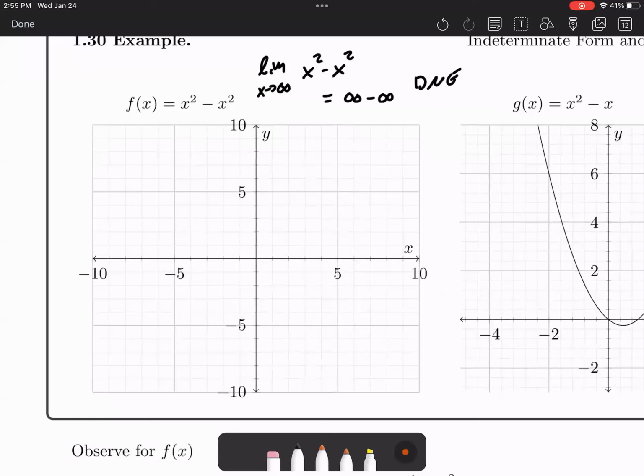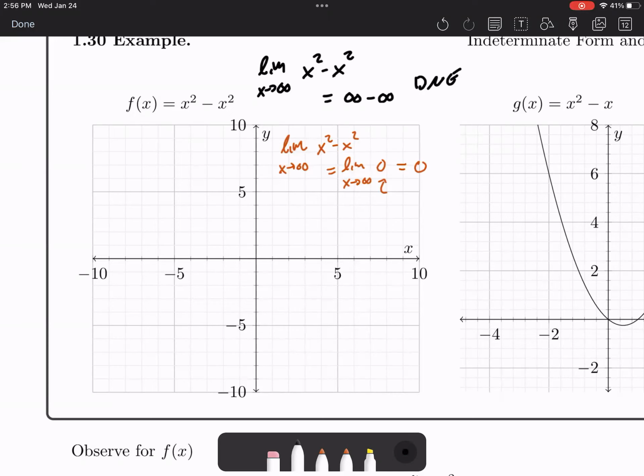However, what we should have done, let me switch colors, is simplify with some algebra first before we take our limit. So x squared minus x squared is obviously just 0 for all x values. And what happens to the constant 0 as x travels to infinity? It stays 0. It's a constant 0.